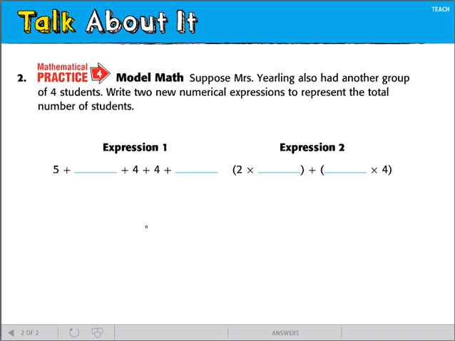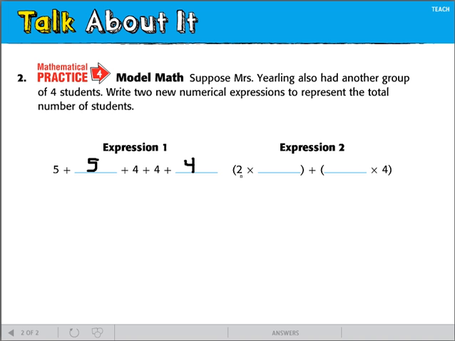Now number 2, it says model math. Suppose Mrs. Yearling also had another group of 4 students. So we're going to write the 2 numerical expressions to represent the total number of students. So she's adding a group of 4. Remember we had 2 groups of 5 and 2 groups of 4. So now she's adding another group. Okay? So 5 plus what? 5 plus 5. So there's our 2 groups of 5, right? And then we have 4 plus 4 plus 4, because we have a third group of 4, correct?